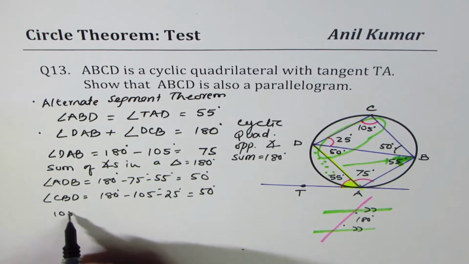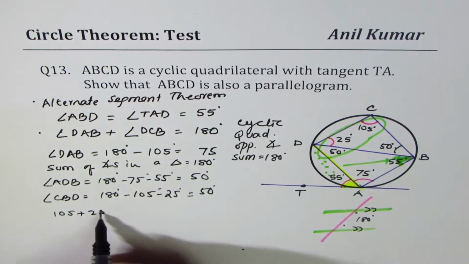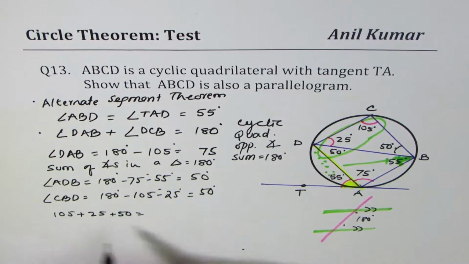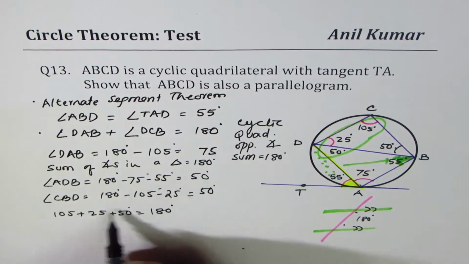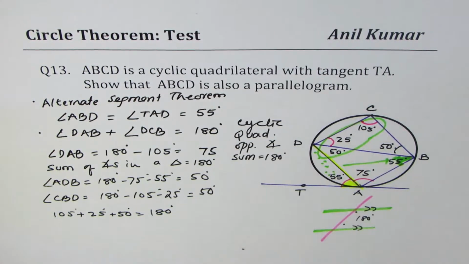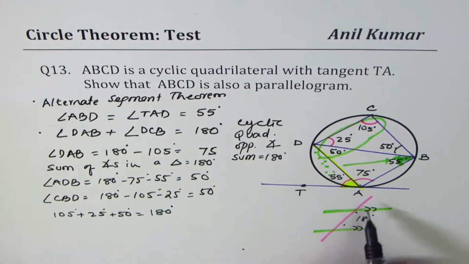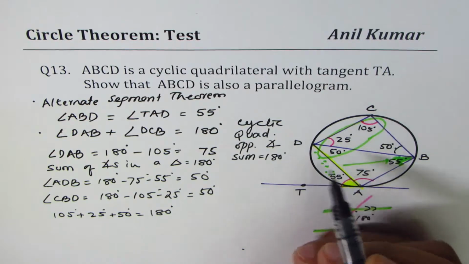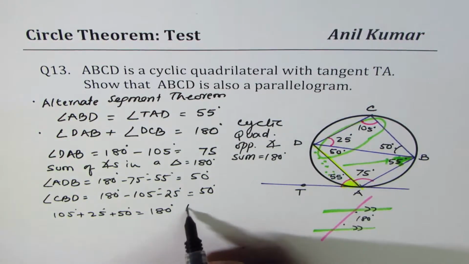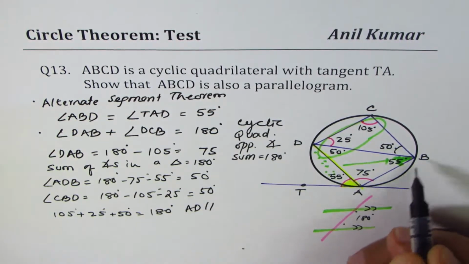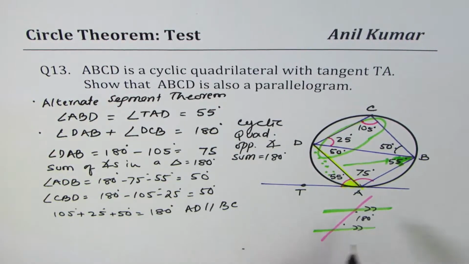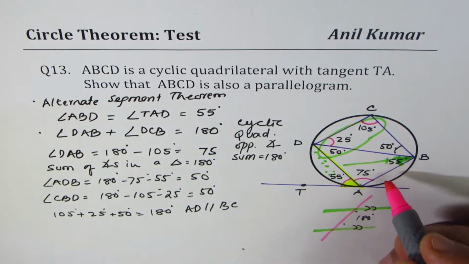We get 105 plus 25 plus 50, and that is 75 plus 105, 180 degrees, correct? So we know this is 180 degrees. So we know that these are two parallel lines and that is the transversal line. So that shows that AD is parallel to BC. Is it okay? Now similarly, let's figure out the sum for the other two.